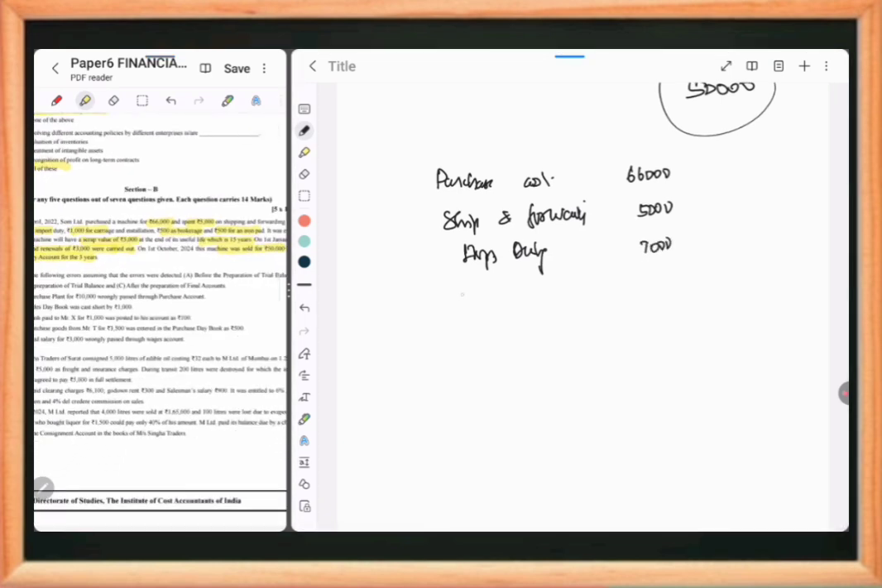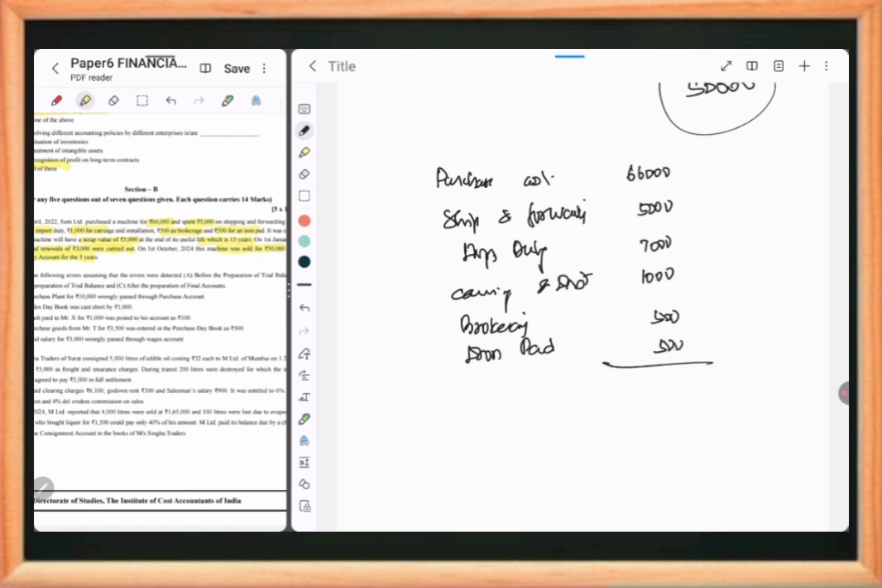And then carriage and installation. So the installation expenses also are to be included in the cost. That is 1,000 rupees. And then brokerage, that is commission provided for acquiring. So brokerage is 500 rupees. And then iron pad. In order to install, we need an iron pad. So that iron pad is also to be included, 500 rupees. So this is the cost of the machine. How much is the cost of the machine? 66,000 plus 5,000 plus 7,000 plus 1,000 plus 500 plus 500. So 80,000 rupees is the cost of the plant. So the total cost is 80,000.